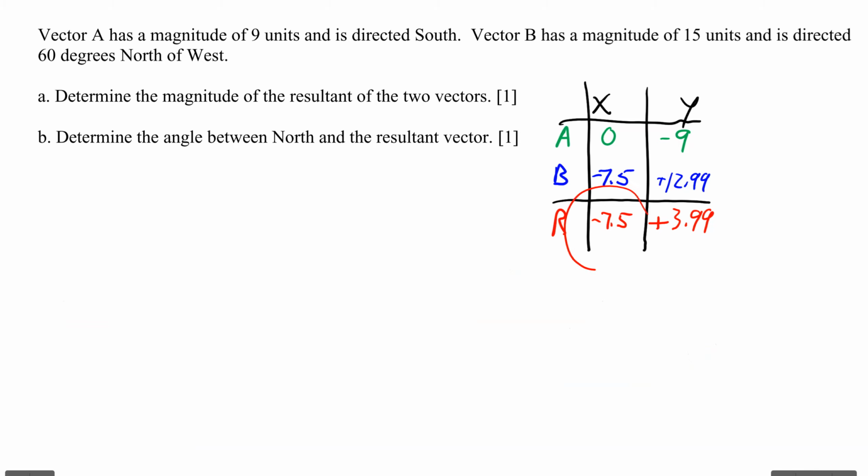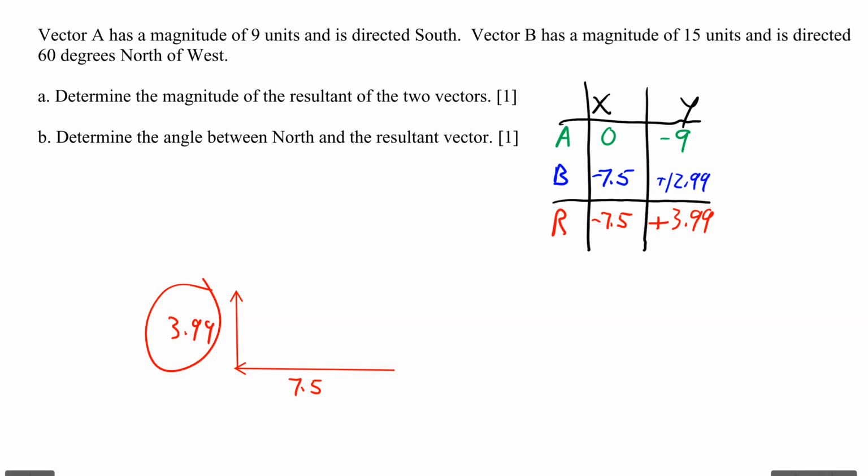So in the x direction, we want a vector that's going to the left in the negative x direction, 7.5. And in the y direction, we're going to do head to tail, in the positive up direction, 3.99. Those are the two vectors for the resultant added head to tail, 7.5 to the left and 3.99 up.